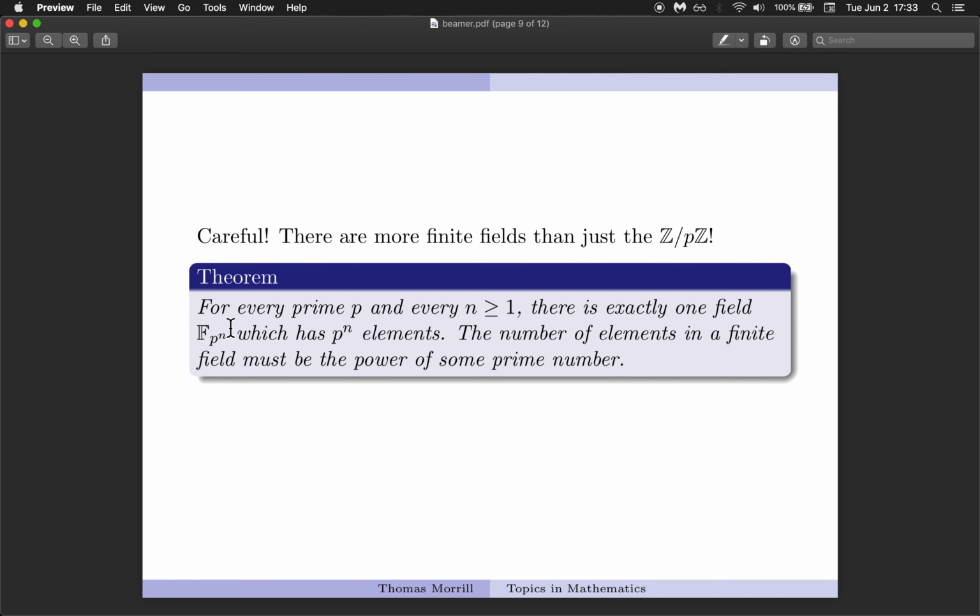So some integers do not have a finite field of that size, right? There is no finite field of order 12 because 12 is not the power of a prime number. It's 2 squared times 3 to the power 1. But for every power of any prime, there's a finite field with exactly that many elements. So there's finite fields of order 2, 3, 5, 7, 8, which is 2 cubed, 9, which is 3 squared, and so on.